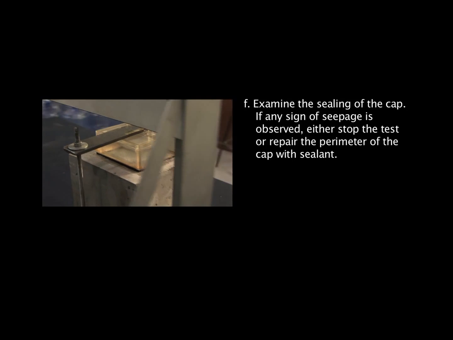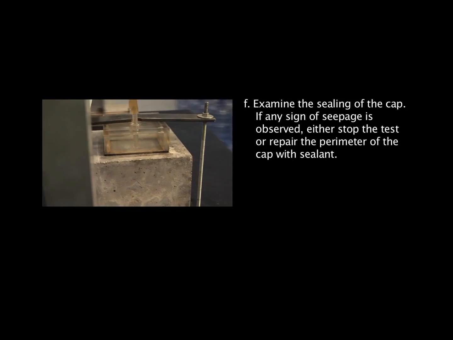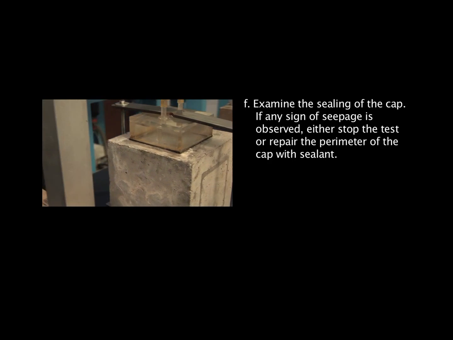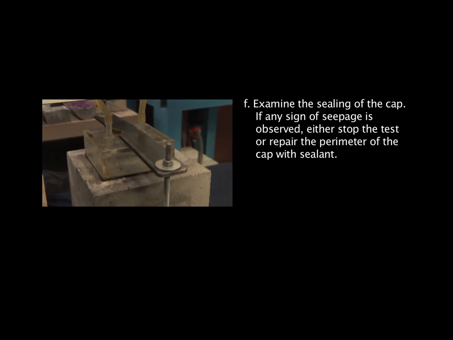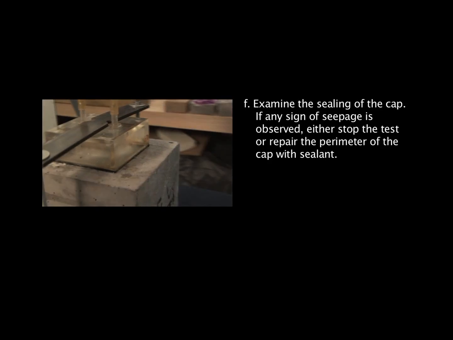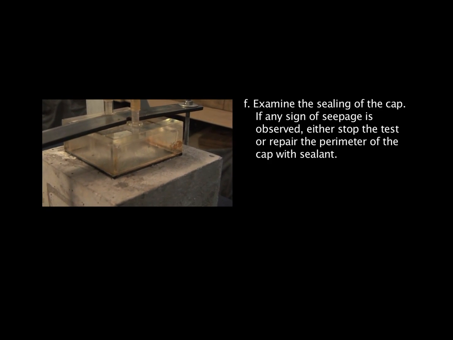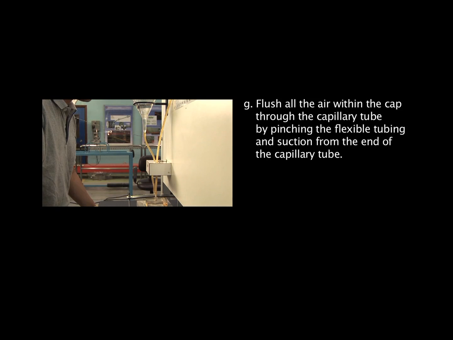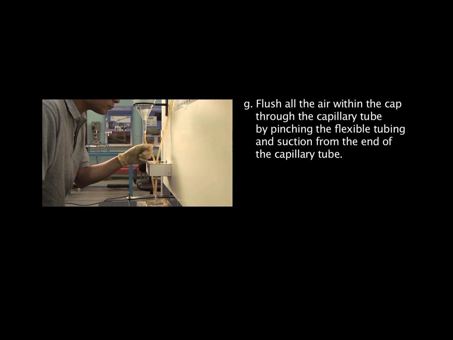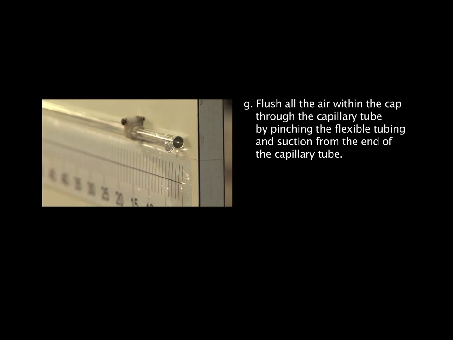F. Examine the sealing of the cap. If any sign of seepage is observed, either stop the test or repair the perimeter of the cap with sealant. G. Flush all the air within the cap through the capillary tube by pinching the flexible tubing and suction from the end of the capillary tube.